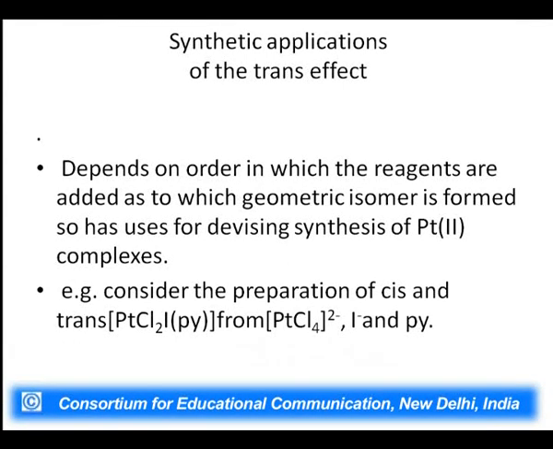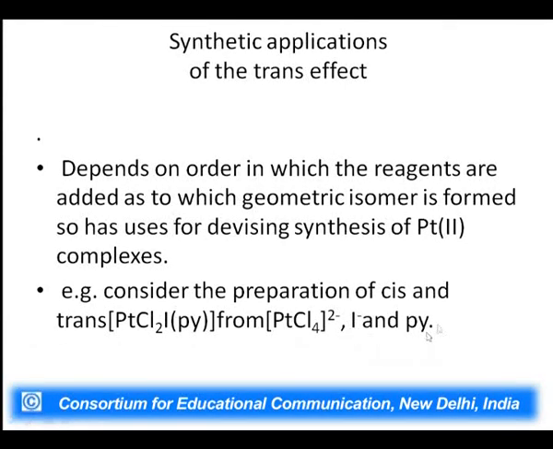Like, if we want to prepare from platinum chloride, PtCl2, iodide and pyridine, then we must know the trans-directing effect of all these three, and only then can we choose how the iodide and pyridine are added. If iodide has more trans effect than pyridine, then if we replace the first chloride with iodide, the iodide will have more trans effect.